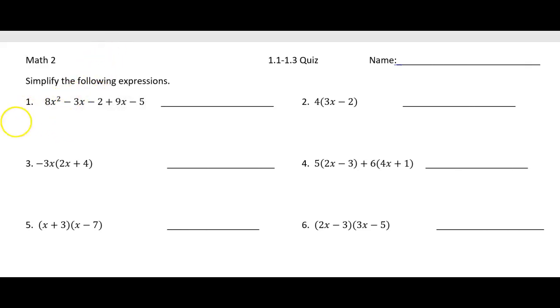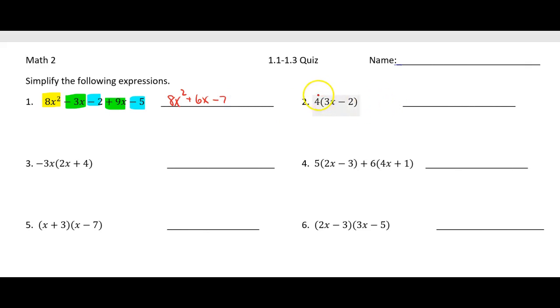In this first problem, we are basically combining like terms, right? So if I look, I have 8x squared, I have no other x squareds, I have negative 3x, 9x is a like term with it, and I have negative 2, and then minus 5. All of those are like terms, right? So 8x squared has nothing, so I bring it down. But then when I do negative 3x plus 9x, I get plus 6x. Remember, when you combine like terms, you do not change the variable expression. Then negative 2 minus 5 is minus 7.